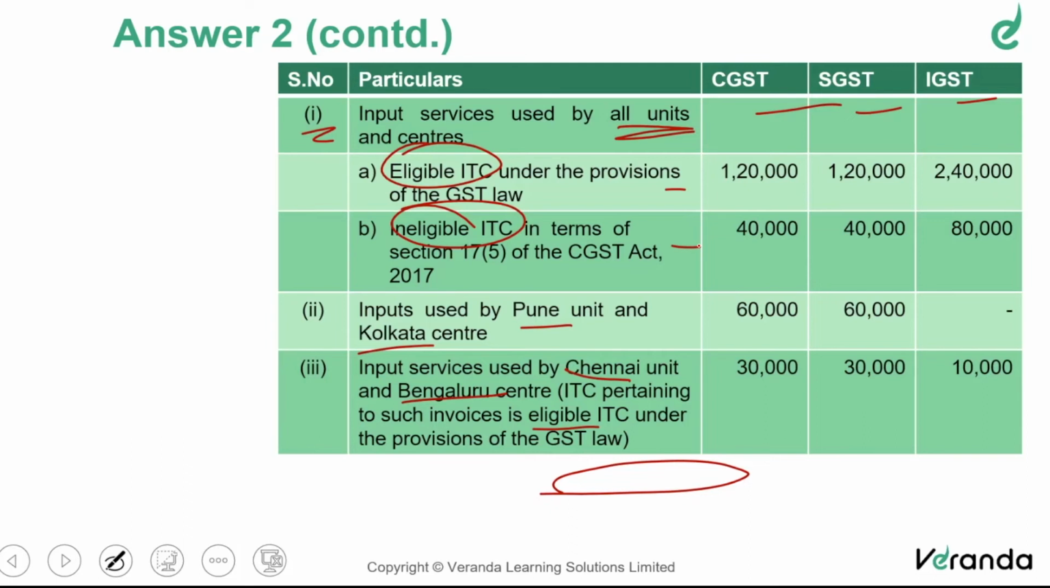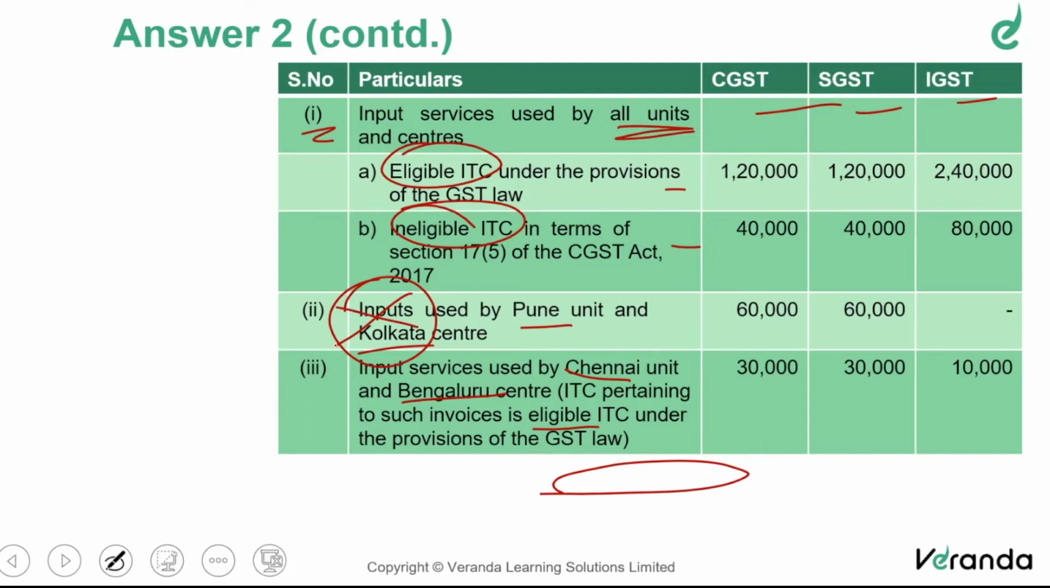Point number 2, input used by Pune. Perfect. Inputs, correct. Inputs cannot be distributed using this ISD concept. You'll have to raise a normal tax invoice. So here it completely goes out of the formula because it is inputs. You have to note that very carefully.